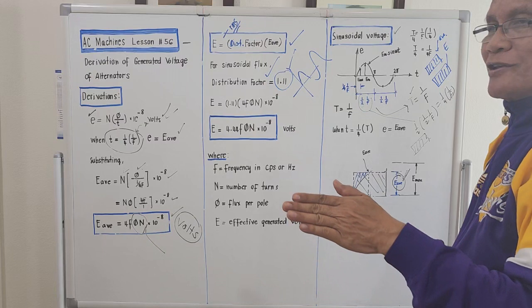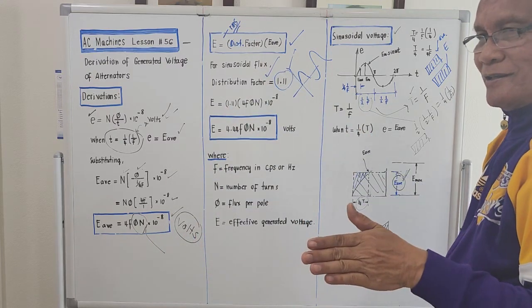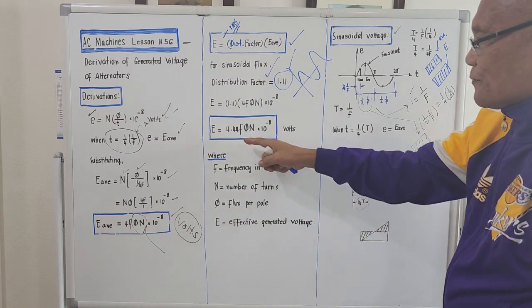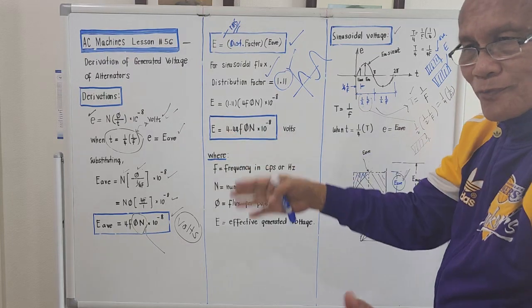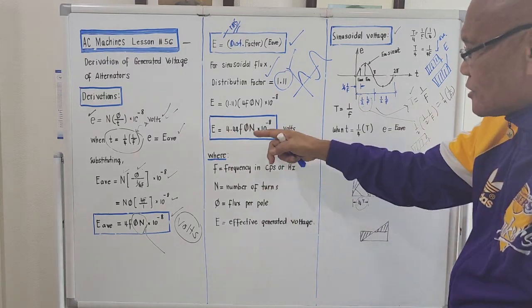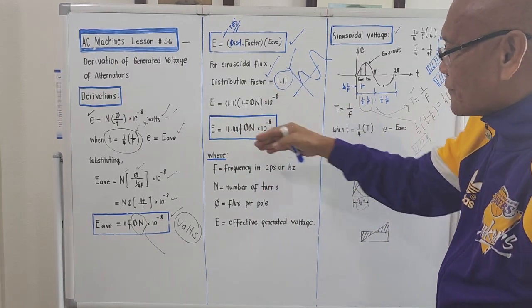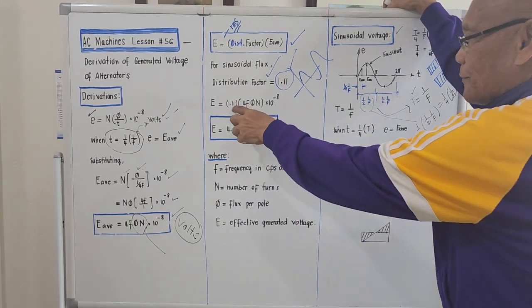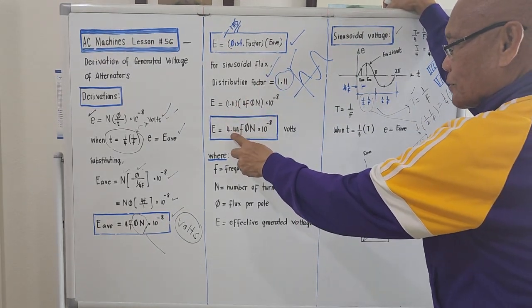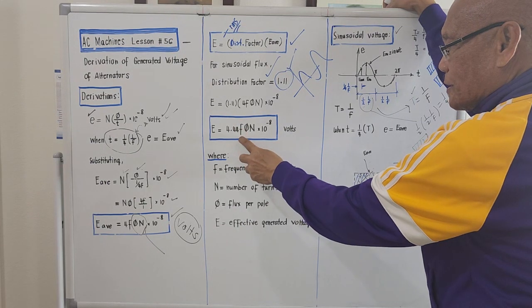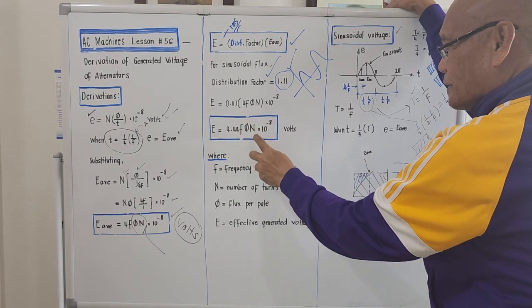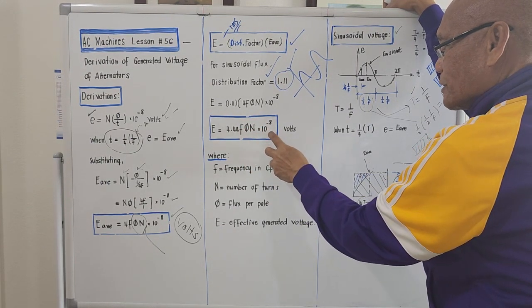Like in the so-called study of transformer, we got the induced voltage. There is a factor 4.44 in the computation of the induced voltage. It's the same. Actually, it emanates from here. So 1.11 times 4, this will now be 4.44 times frequency times flux times the number of turns times 10 to the minus 8 volts.